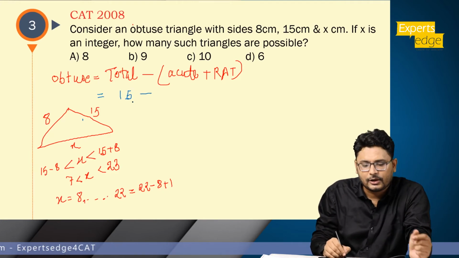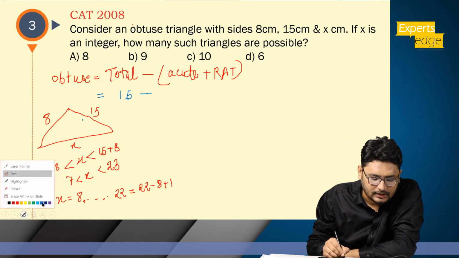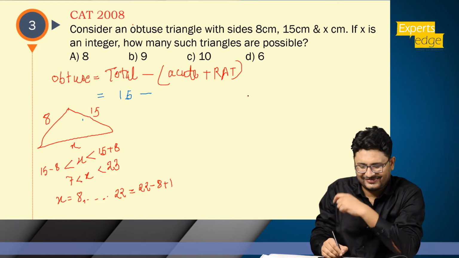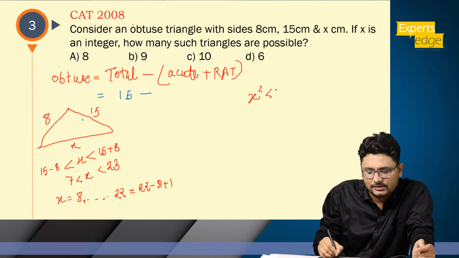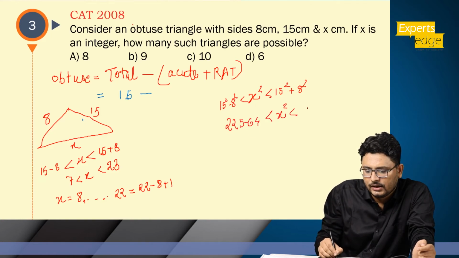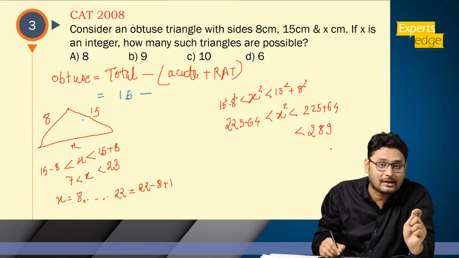Now, acute angle triangles. So what is the inequality for an acute angle triangle? What is that shortcut? That third side c square, I'm directly writing now, x square should be less than the sum of this 15 square plus 8 square, and greater than 15 square minus 8 square. So basically 225 minus 64 is x square, this is 225 plus 64. What is 225 plus 64? That is 289, right? 289 is a perfect square. So that means there exists one right angle triangle, right?